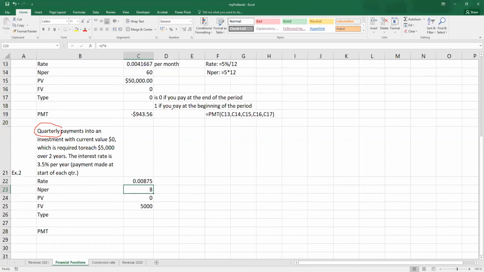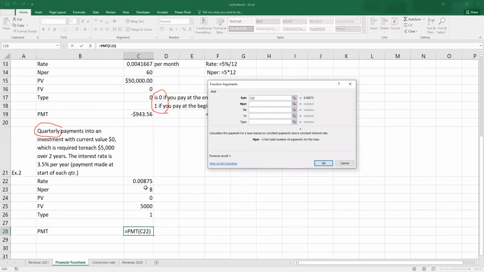Similar to the previous problem, for the type we have just 0 or 1 only. If you pay at the beginning of the period, the type must be 1. Then we start calculating the PMT from these facts. I go to PMT and then I enter all the values, so let's see the intermediate result. It is showing negative 685. In this one, it means that you have to pay out because it is a negative value. Pay out 685.